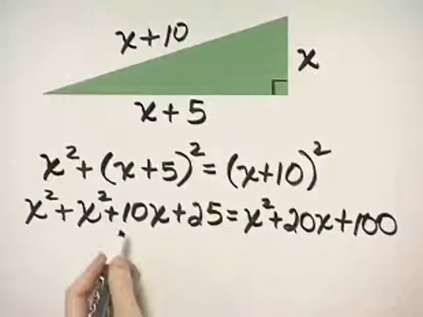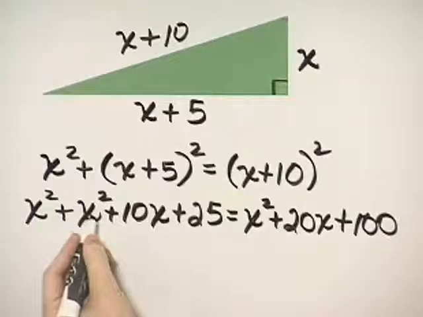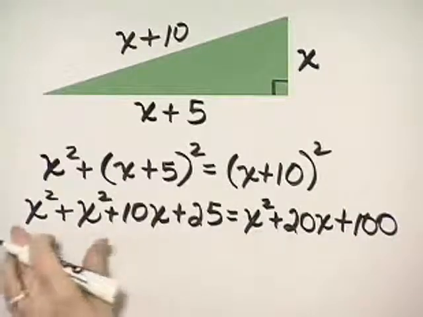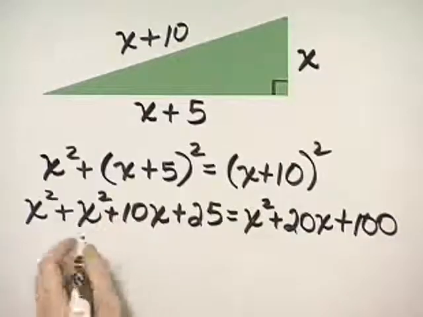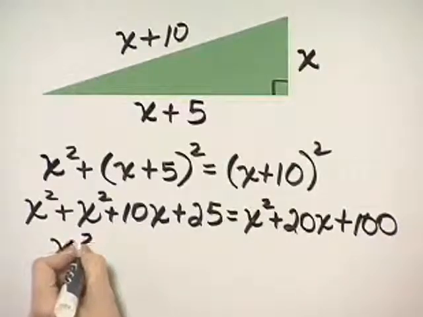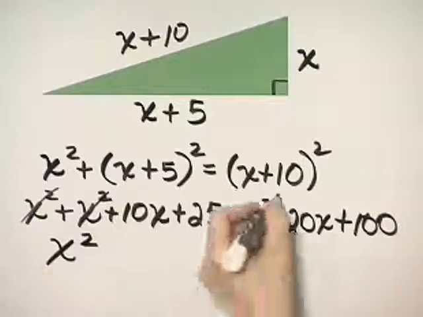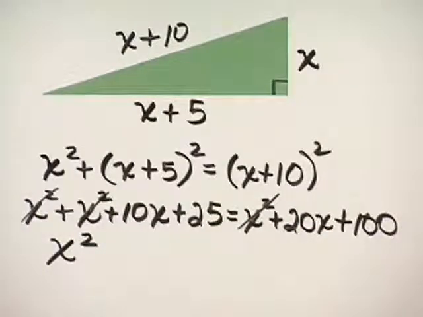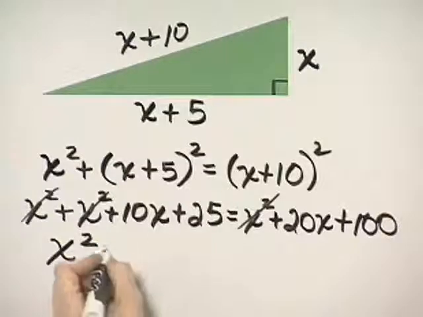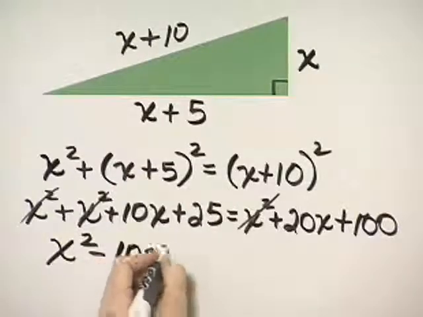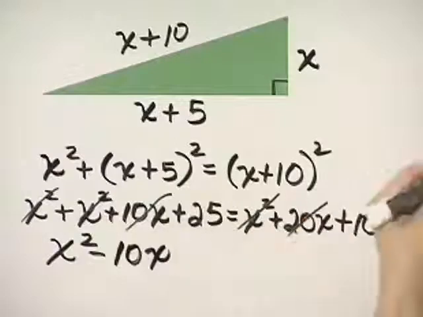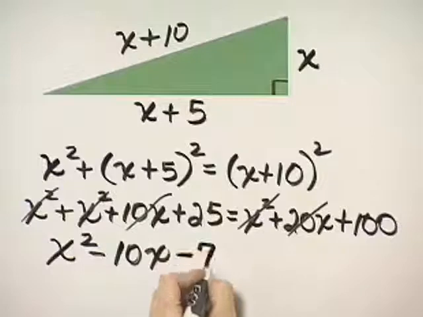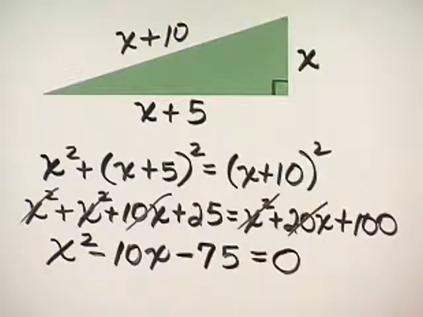And now, let's see what we have. We have x squared plus x squared, and then I'm going to subtract x squared, so that's 2x squared minus x squared is x squared. And I've taken care of these terms. I have 10x minus 20x. I'm subtracting 20x from both sides, so that's minus 10x. And then I have 25 minus 100. That's negative 75 is equal to 0.